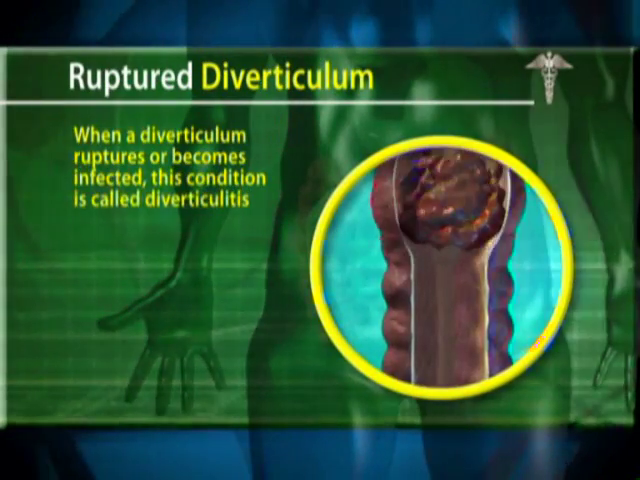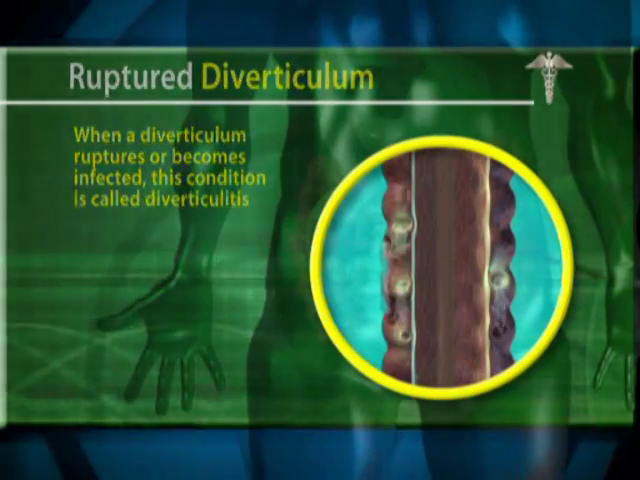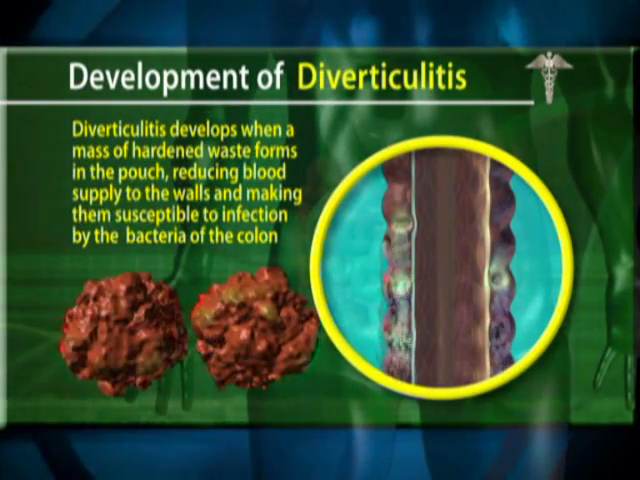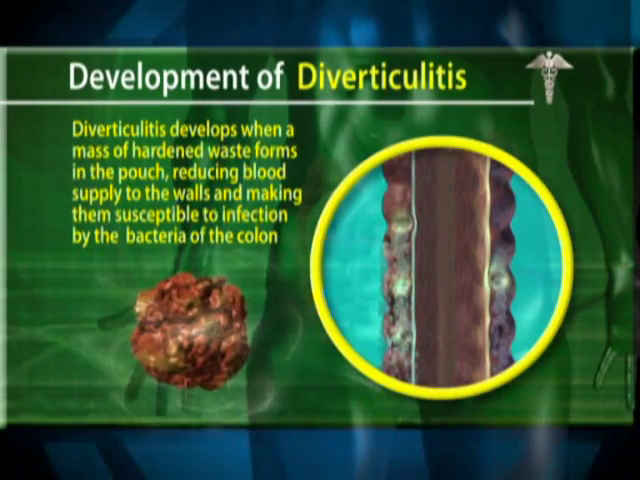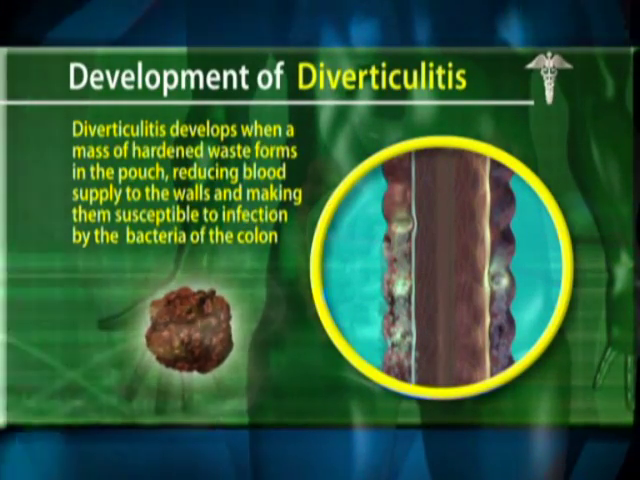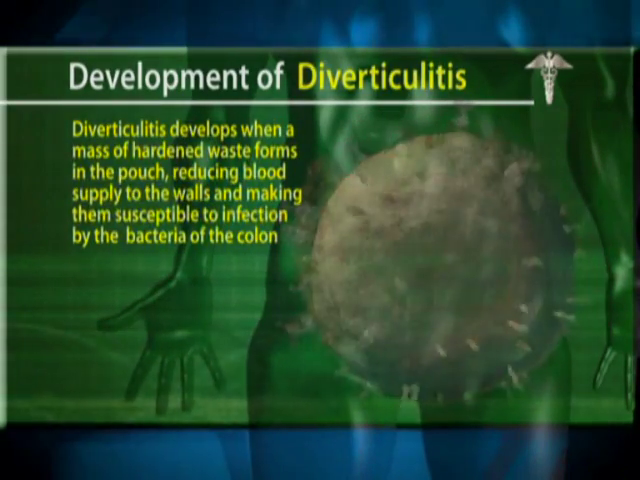When a diverticulum ruptures or becomes infected, this condition is called diverticulitis. Diverticulitis develops when a mass of hardened waste matter forms in the pouch and reduces the blood supply to the thin walls of the pouch, making them susceptible to infection by the bacteria of the colon.